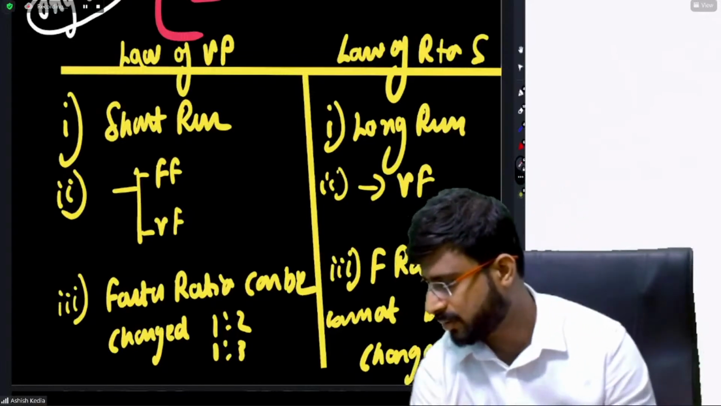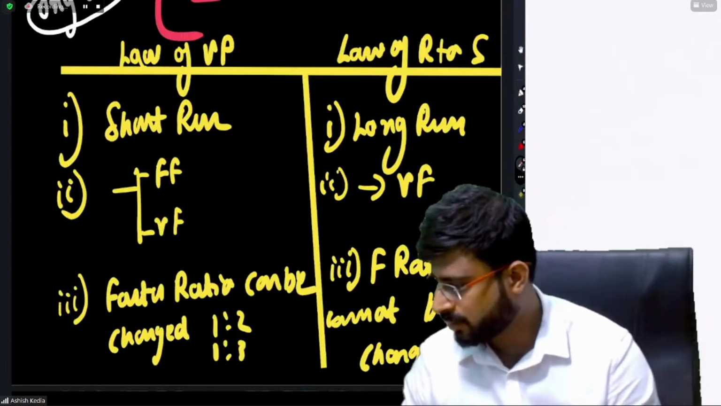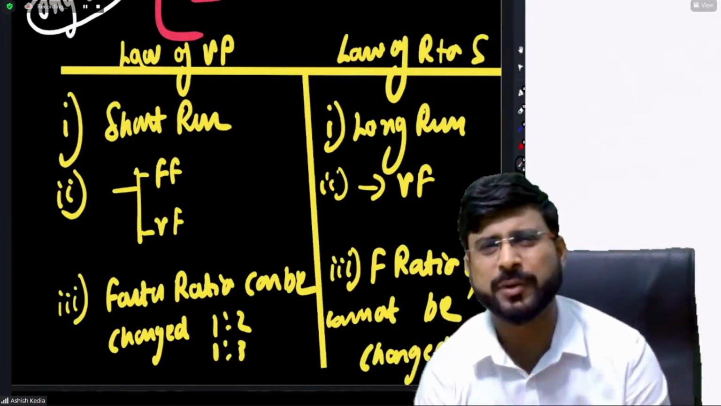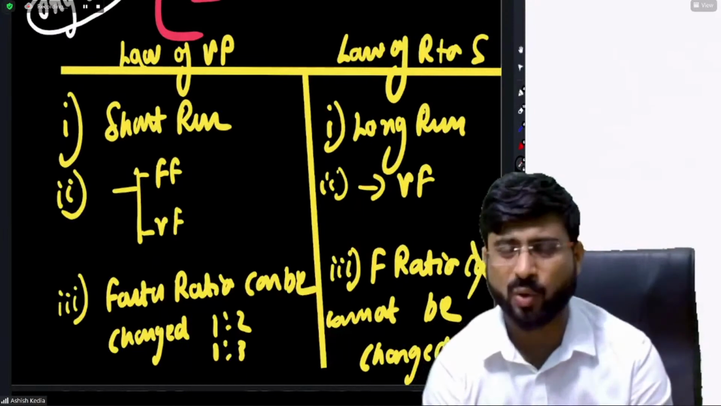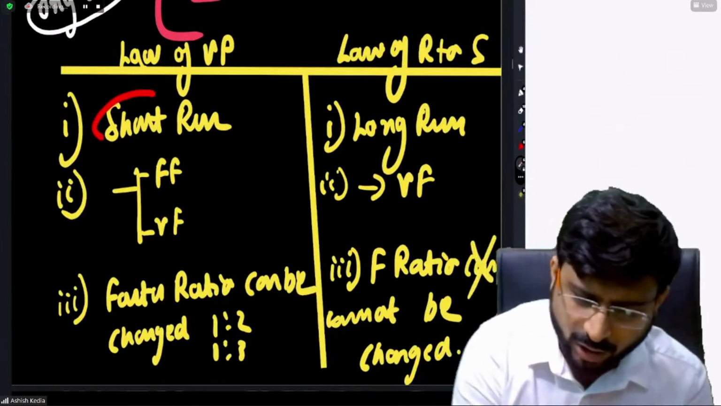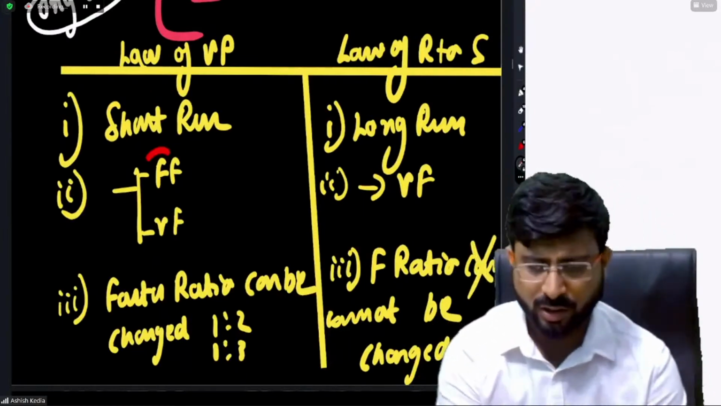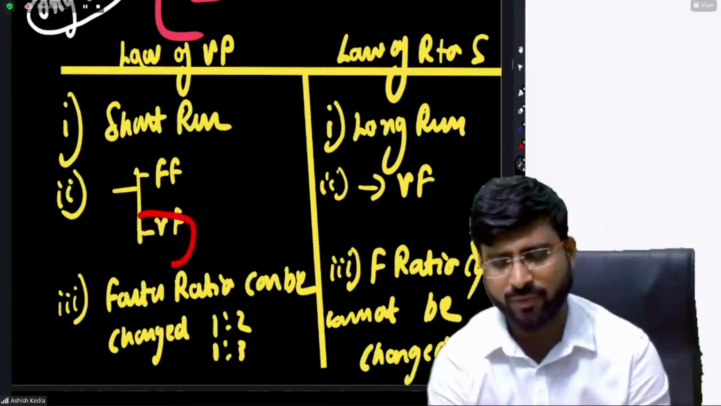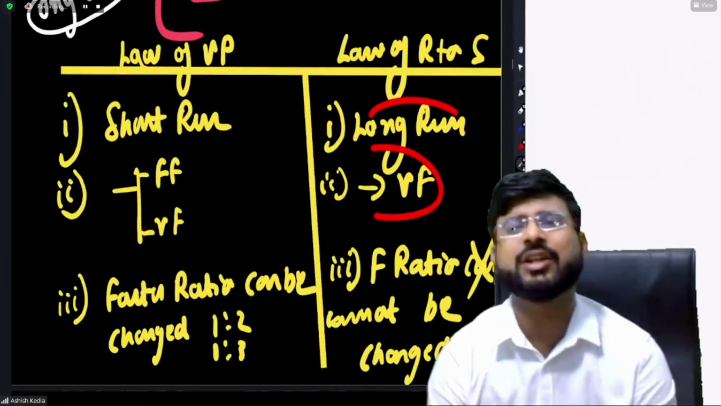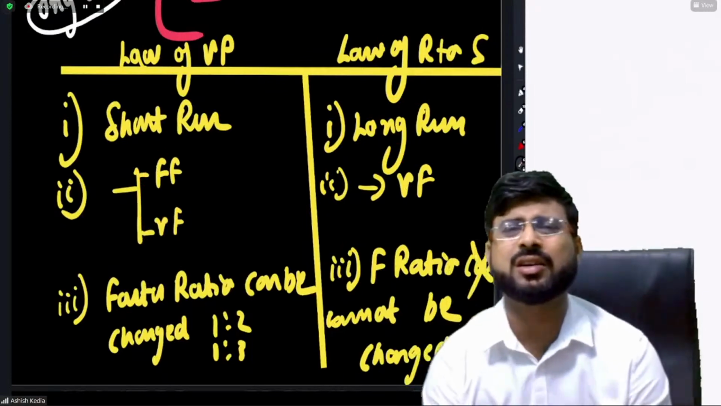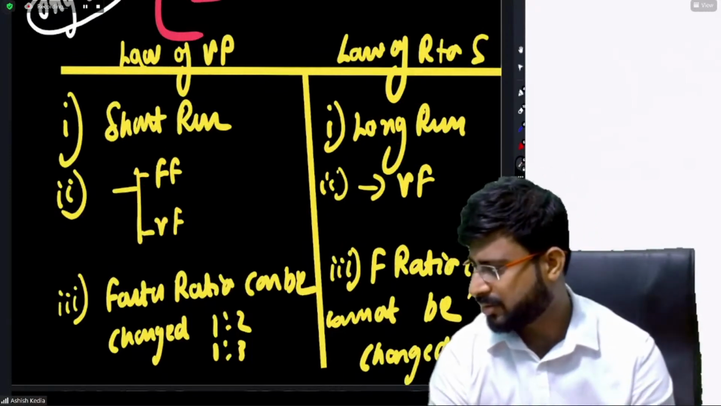Very good, everyone. We are not worried about what happens to MP or marginal product, not now. What we are talking about is that in the short run, there are fixed factors as well as variable factors. In the long run, you only have variable factors. This is all we are concerned with now.